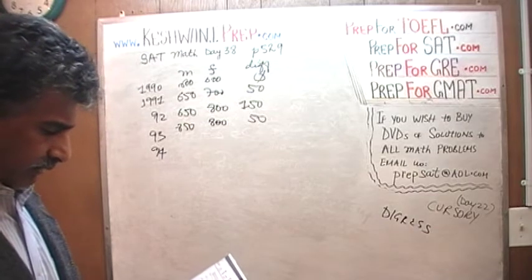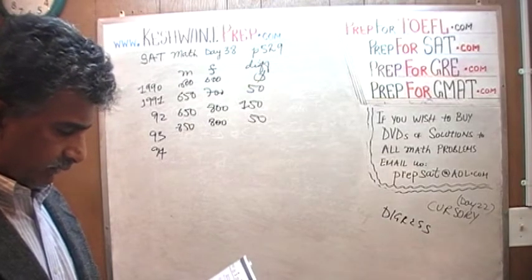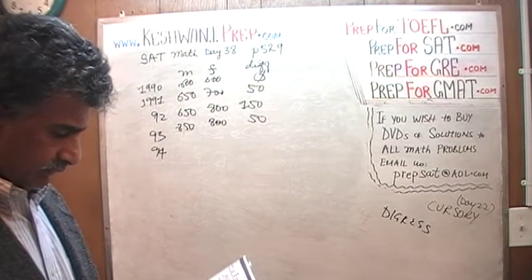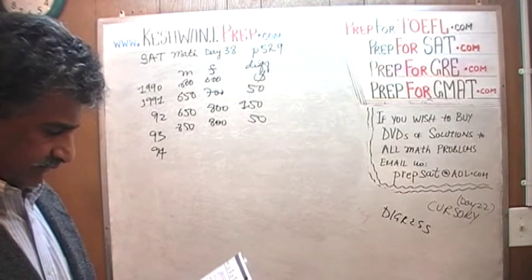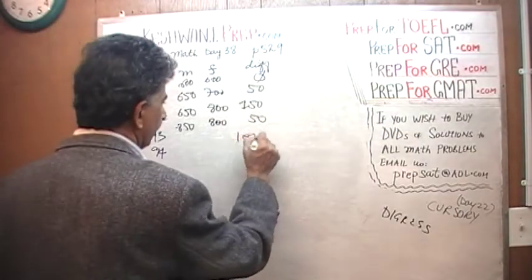94. I have written down here in my notes the difference of 100. Let's see what they are. In 94, male is 750 and the female is 650. The difference is 100. This is 94.